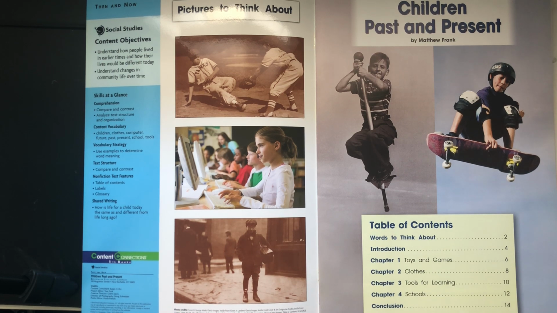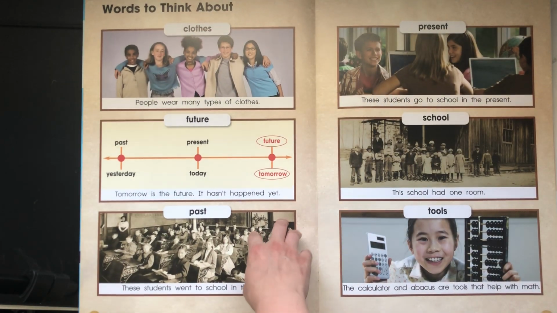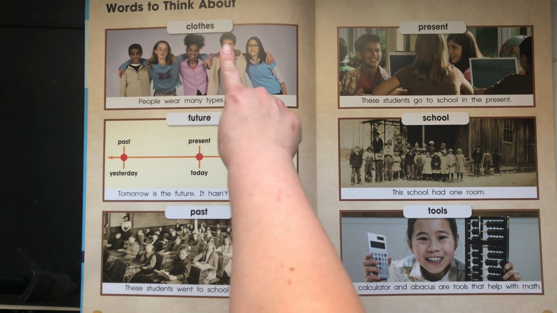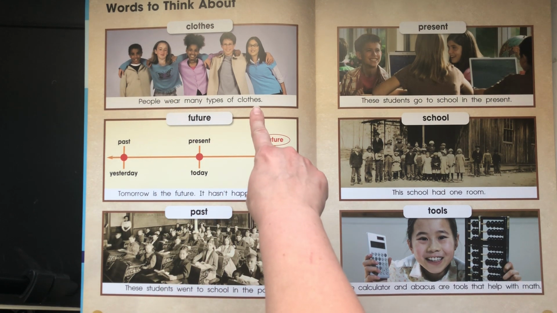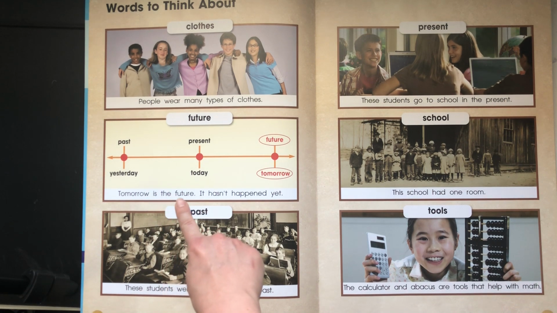Well, today we're going to look at the words to think about. We're going to look at our introduction, and we're going to read chapter 1. Okay, so first we're going to look at this side at some words to think about. Okay, the first word up top is clothes. People wear many types of clothes. Future. Tomorrow is the future.